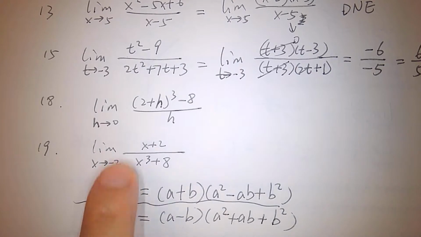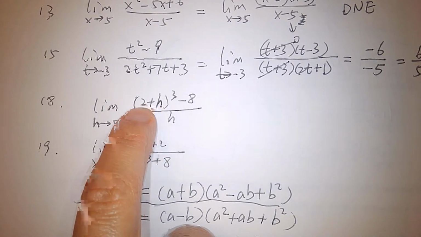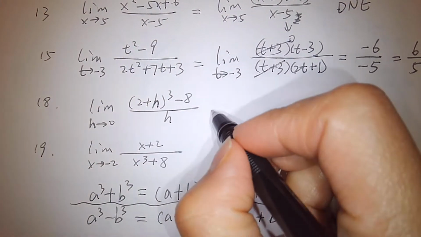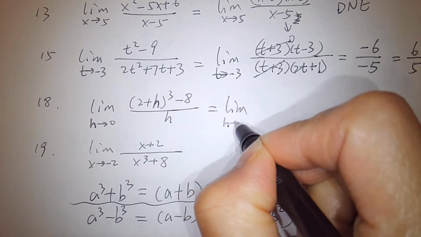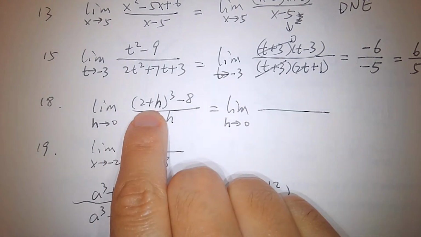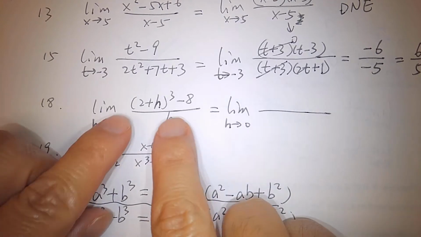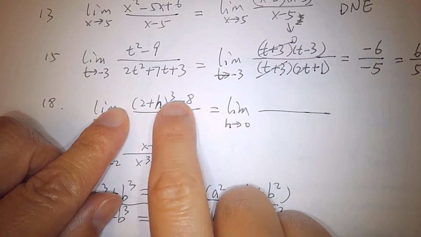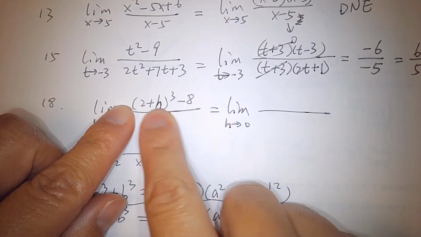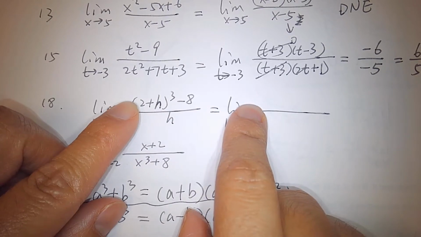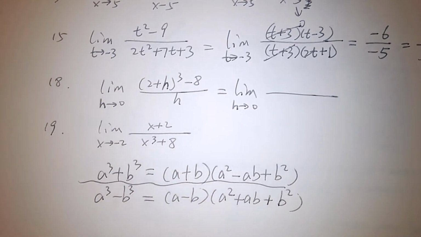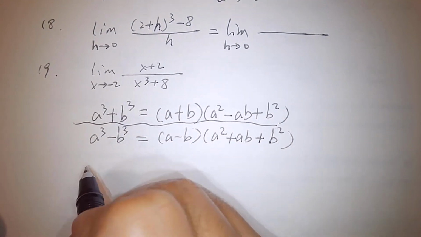18 and 19. These two look similar, but they're different, okay? So 2 plus h cubed. How can we simplify 2 plus h to the cube? Either you can memorize a formula or you do a pair: 2 plus h times 2 plus h, and then once you're done with the FOIL, you multiply by another 2 plus h. Or if you know the formula, I know the formula.